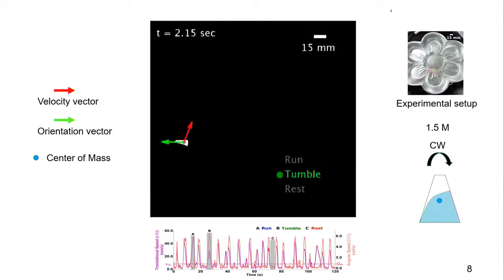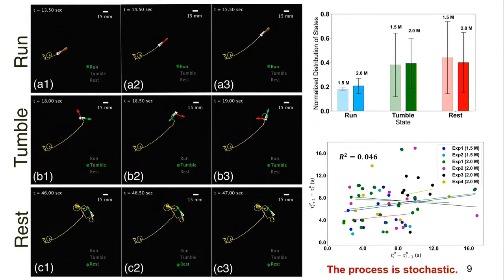This is one of the experimental movies where the green vector shows the orientation of the swimmer and the red one is the velocity vector. It will show the run, and then it will show the tumble. When it is tumbling, there is a 90-degree angle difference between the 2 vectors, the velocity and the orientation vector. So these are snapshots of the 3 states.